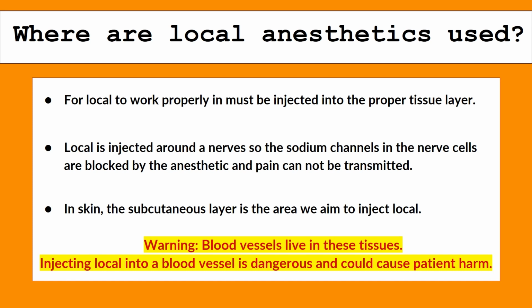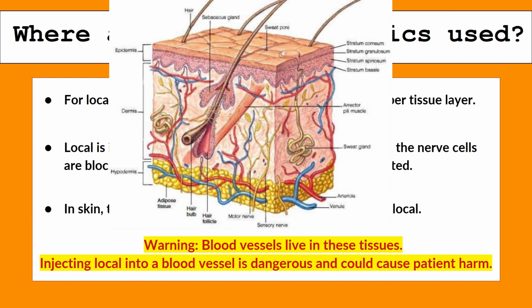When we inject local into the skin, we aim to inject it into a layer of the skin called the subcutaneous layer. Skin has many free nerve endings in it, so you want to infiltrate the area around the nerve axons so that the transmission of pain stops and cannot be transmitted further.